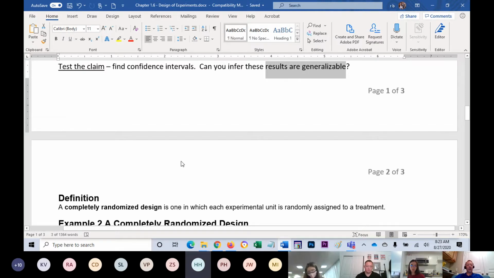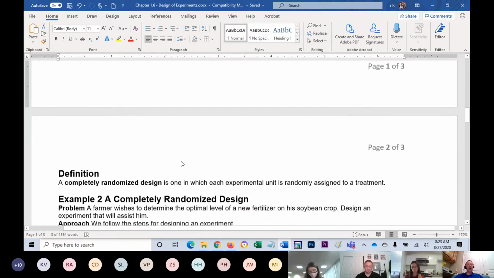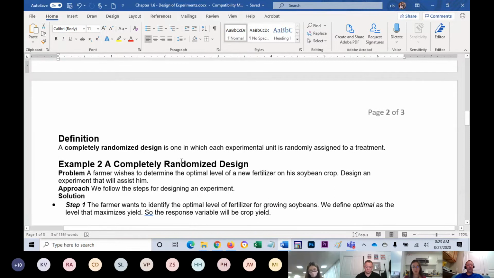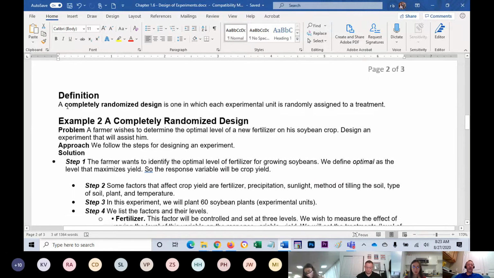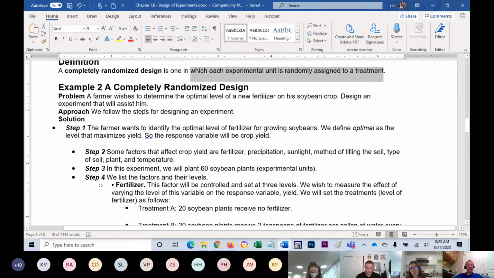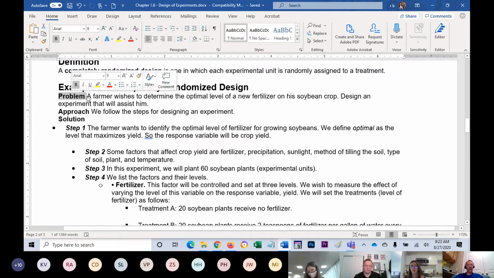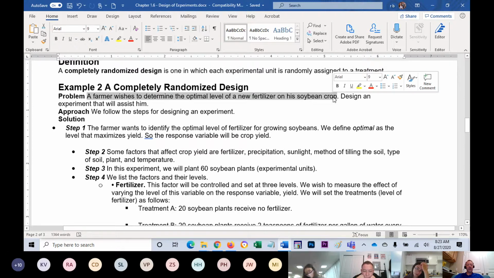Okay? All right, so now we're going to talk about different types of experimental design. So the first design we're going to talk about is a completely randomized design. Okay, and this means each experimental unit is randomly assigned to a treatment. So, all right, here's the problem. A farmer wishes to determine the optimal level of fertilizer for a soybean crop. We want to design an experiment that will assist him.